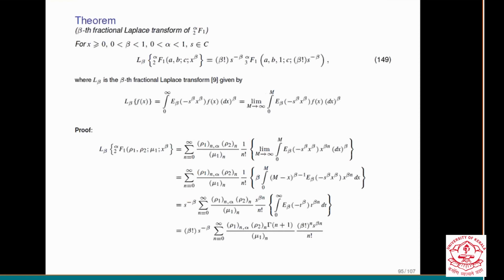Next, now this is the theorem for beta. This is the fractional Laplace transform of this. So this can be given as 149, and here are the conditions, and like this. So these are the conditions, and we define L beta as this. So it is in the form of this. Basically, the form of this is nothing but the Mittag-Leffler function.